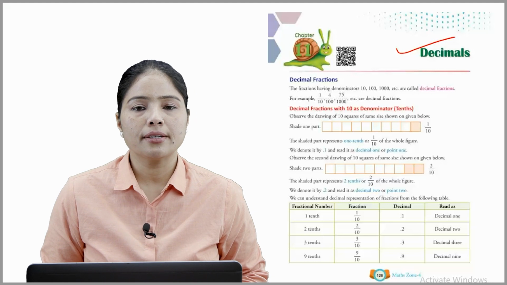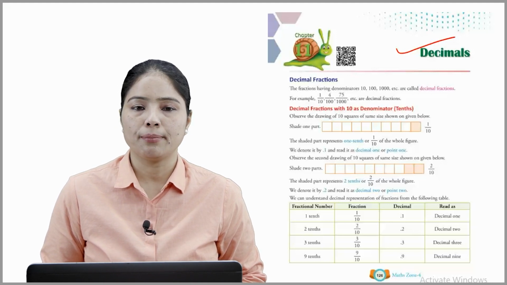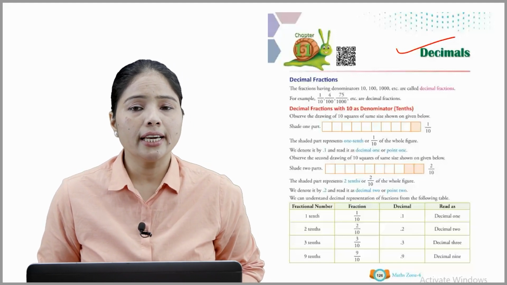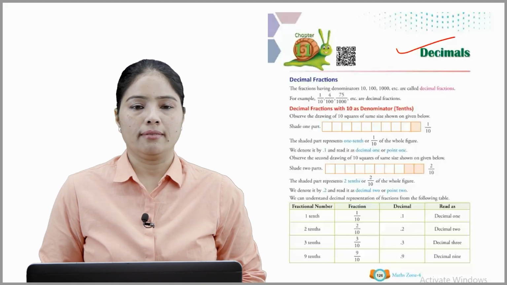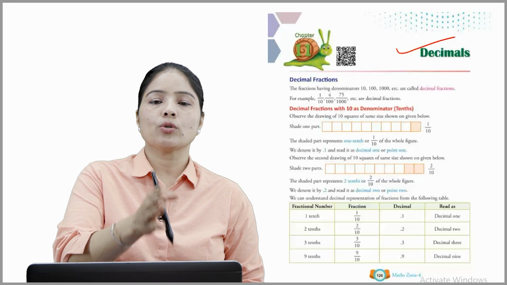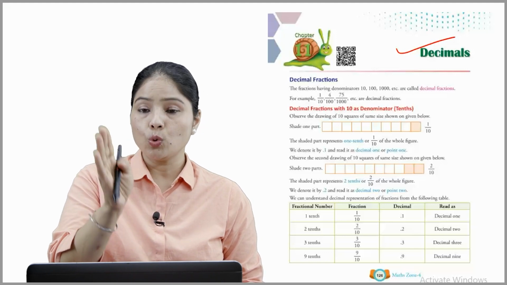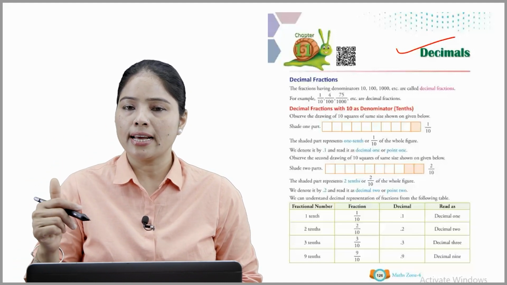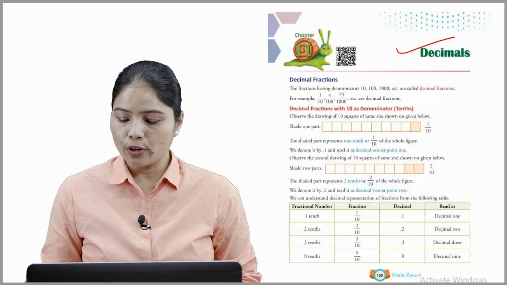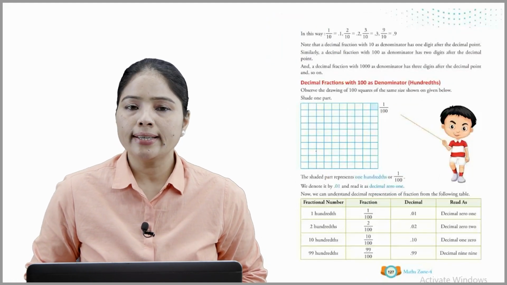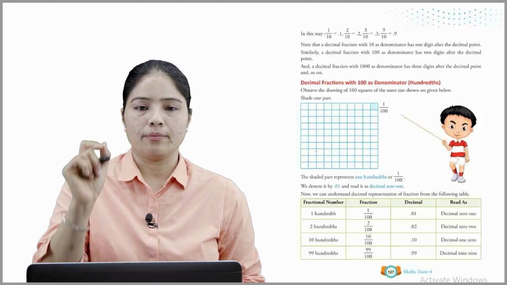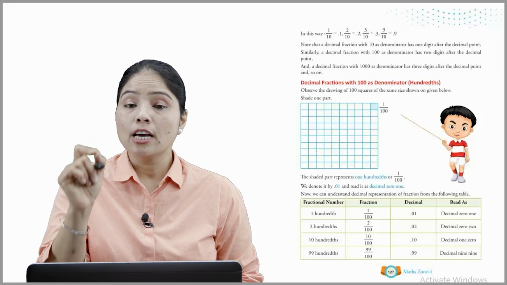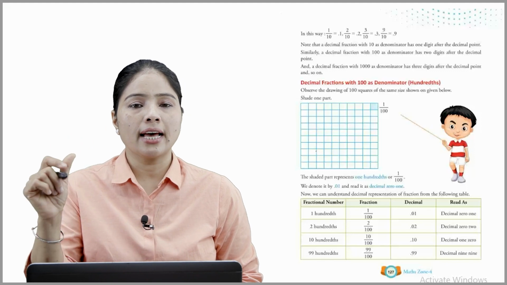We can understand decimal representations of fractions from the following table. So fraction 1/10, fraction है 1 by 10th, decimal में लिखेंगे .1 and read it decimal 1. Similarly 2/10 को कैसे लिखेंगे, 2 by 10, so decimal 2. Similarly 3/10 and 9/10, just read and practice well beta. Now move on next. 1/10 कैसे लिखेंगे decimal 1, 2/10 को कैसे लिखेंगे decimal 2 और 3/10 को लिखेंगे decimal 3 और 9/10 हमारा बन जाएगा decimal 9.